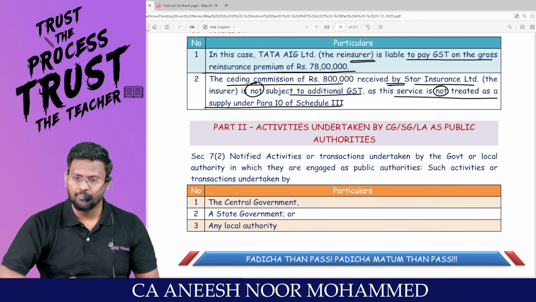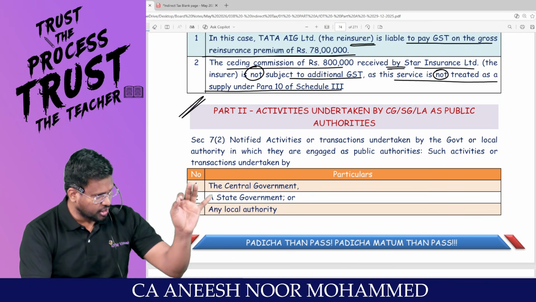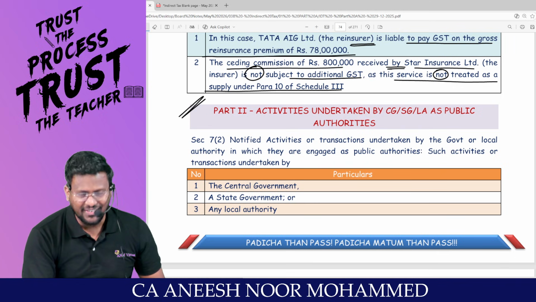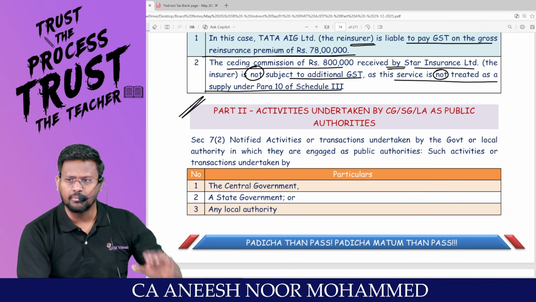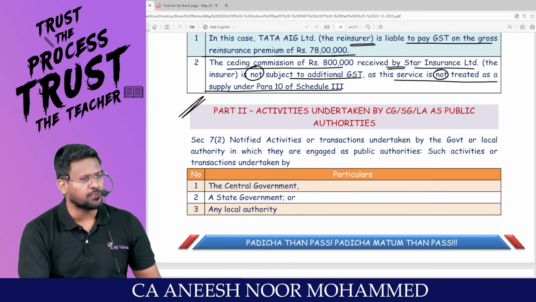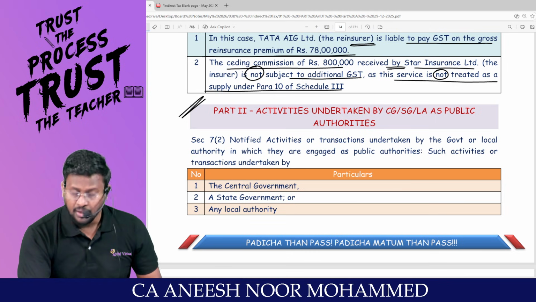Are you all really with me? Sir, not only the items which are covered in Schedule 3, but also there are certain activities or transactions which will be undertaken by central government, state government, local authority, in which they are engaged as public authority, as may be notified by the government on the recommendation of the council.